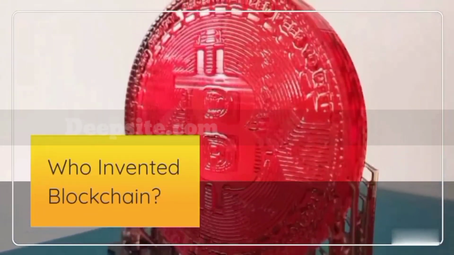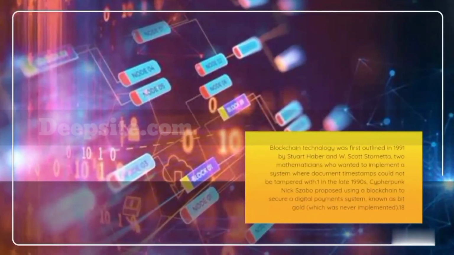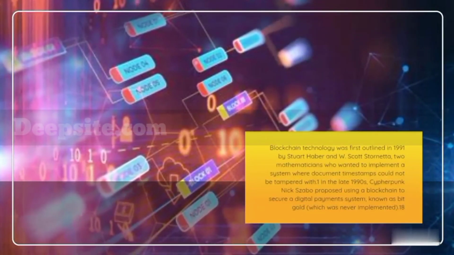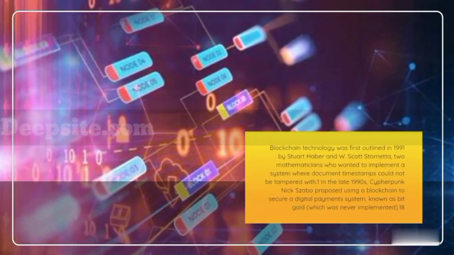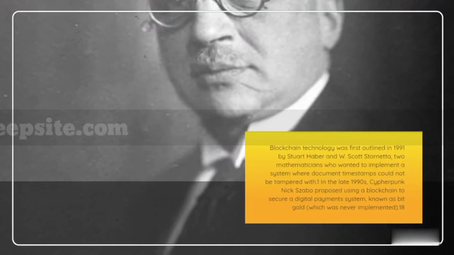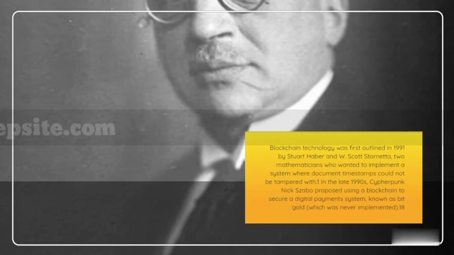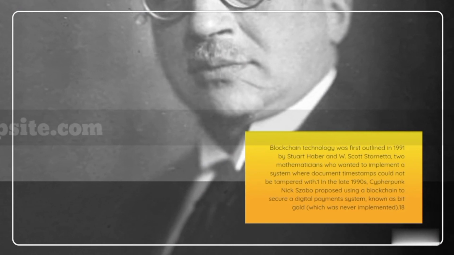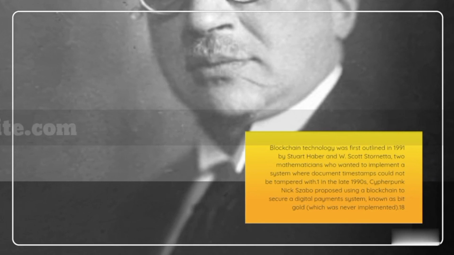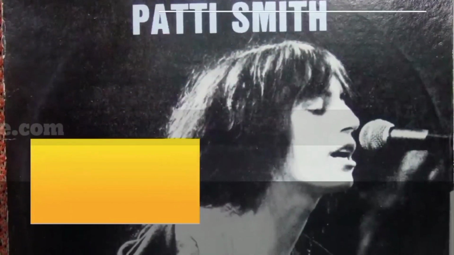Who invented blockchain? Blockchain technology was first outlined in 1991 by Stuart Haber and W. Scott Stornetta, two mathematicians who wanted to implement a system where document timestamps could not be tampered with. 1. In the late 1990s, cypherpunk Nick Szabo proposed using a blockchain to secure a digital payment system, known as BitGold, which was never implemented. 18.